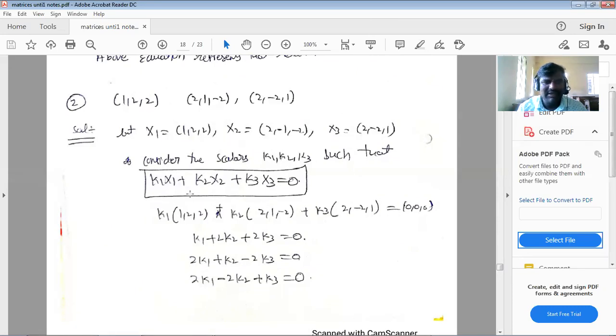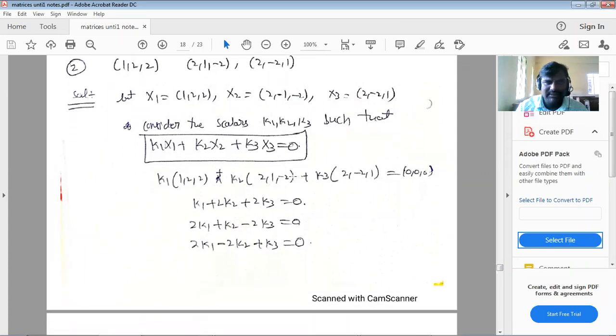There are constants k1, k2, k3. Now substitute here x1, x2 and x3: k1 into (1, 2, 2) plus k2 into (2, 1, minus 2) plus k3 into (2, minus 2, 1) equals 0. The left hand side is a vector, and the right hand side is also a vector, the zero vector. Okay.